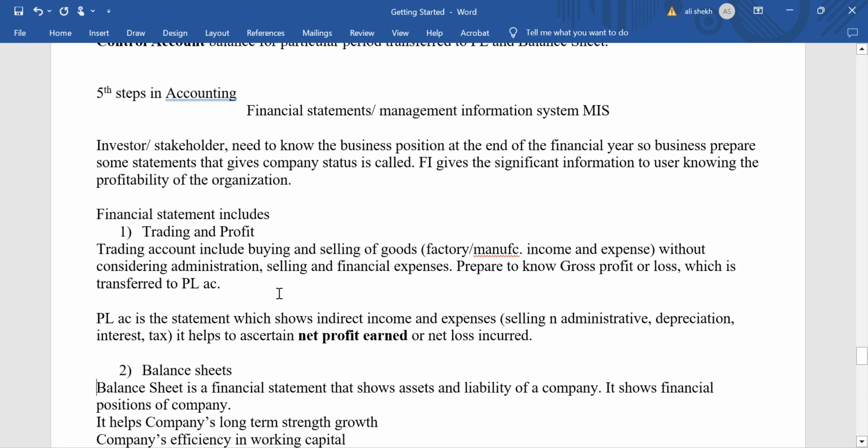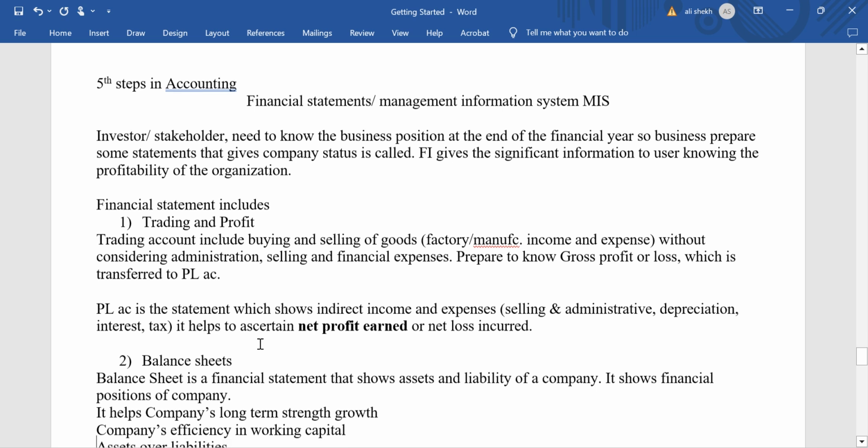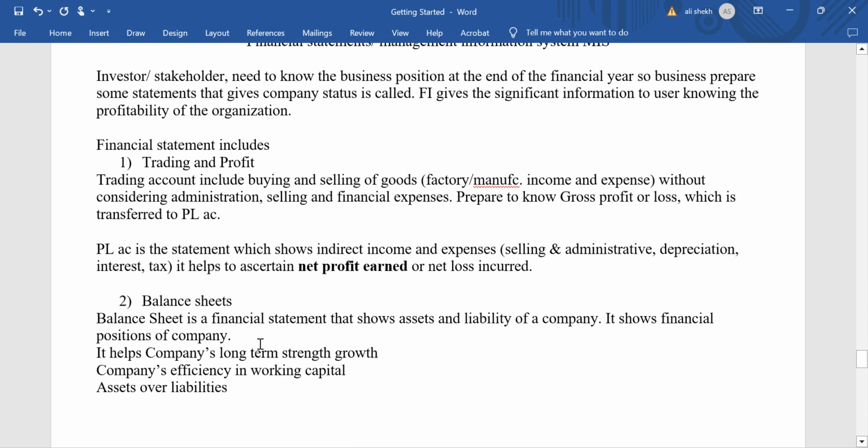What is profit and loss account? Profit and loss account is a statement which shows the indirect income and indirect expenses, and this includes selling and administrative expenses, depreciation, interest and taxes. It helps to ascertain the net profit earned or loss incurred in the business.